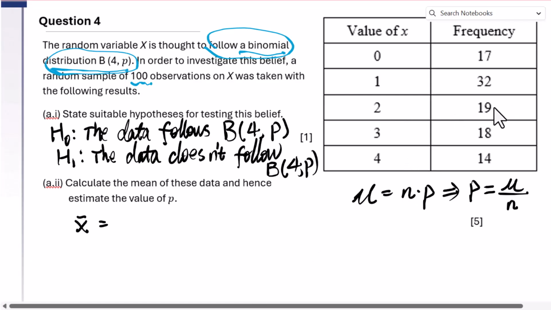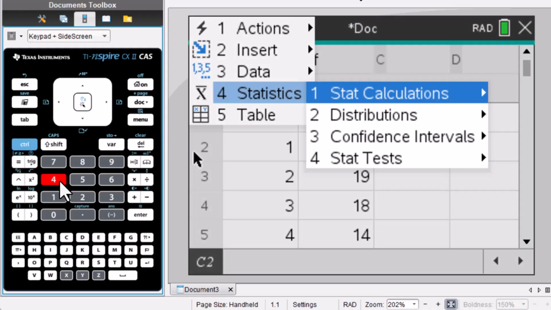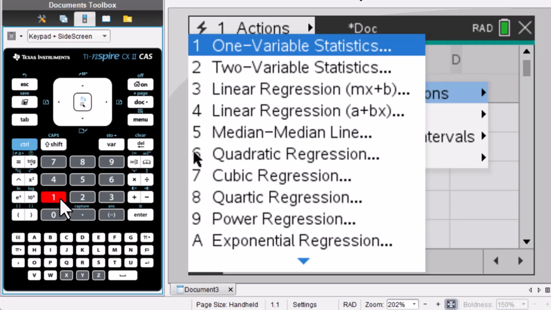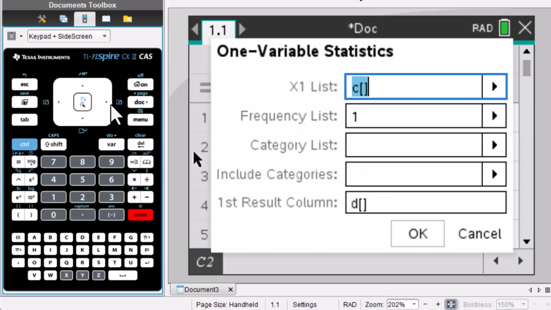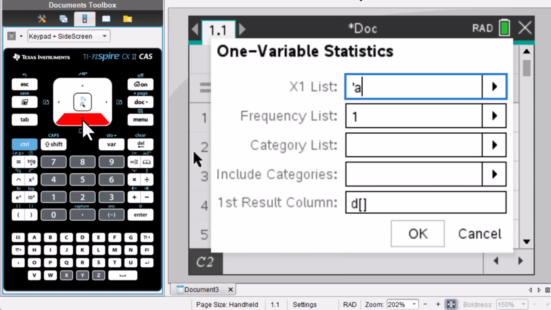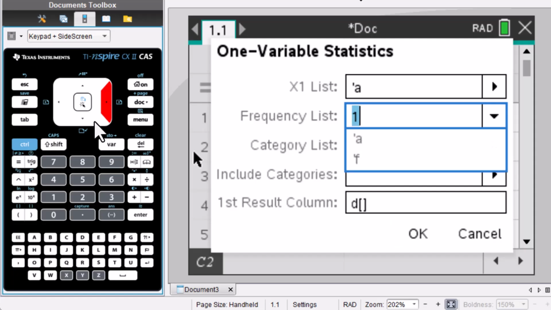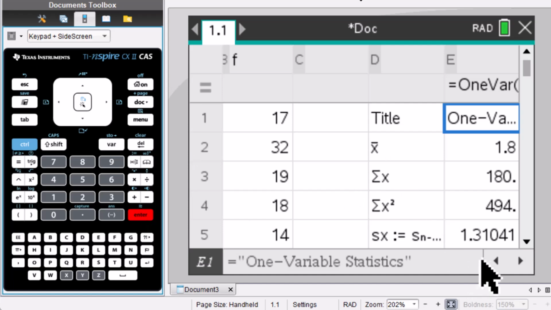Let's put this into spreadsheet. A for the value of x, F for frequency. Go to menu, go to 4. We are looking for the mean, so go to 1, then 1 variable statistics, enter. X1 list is A. Frequency list is F. Then enter.